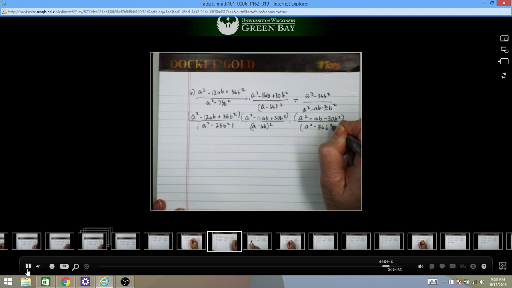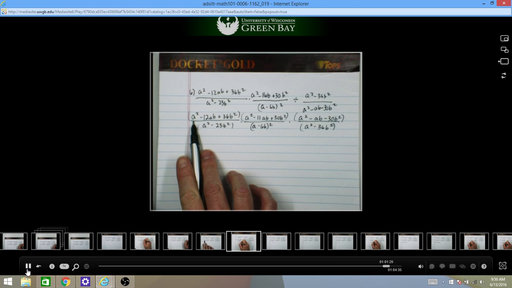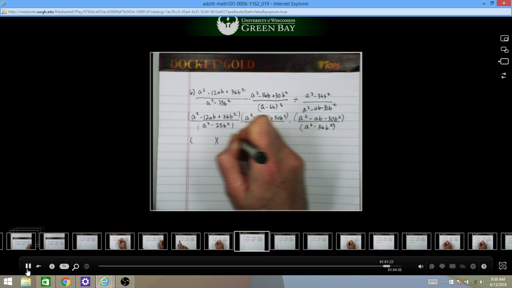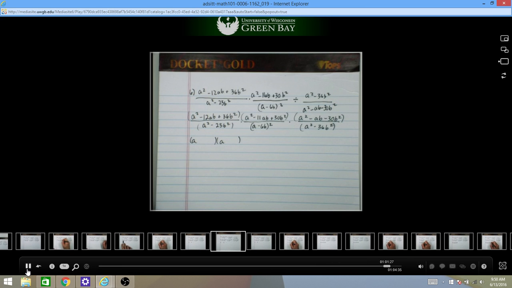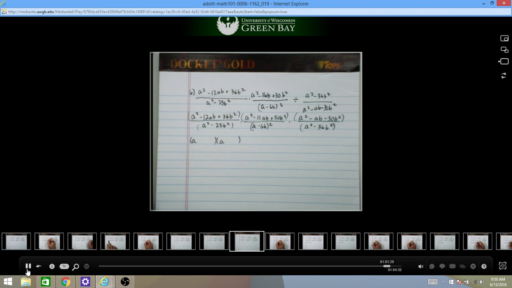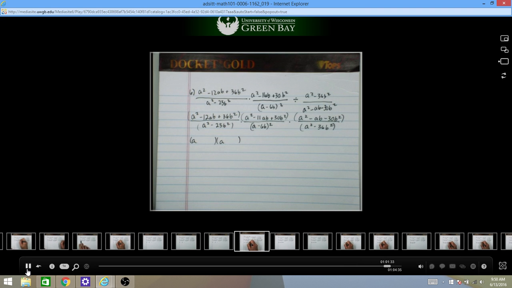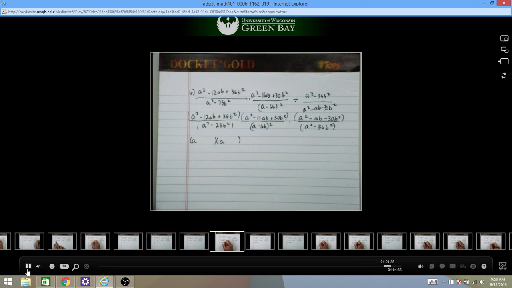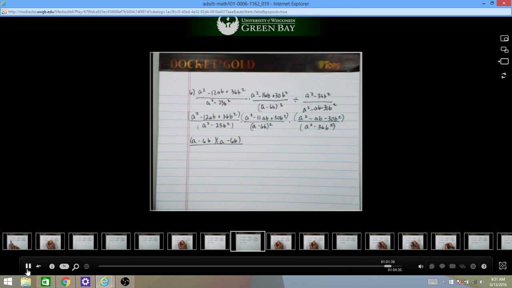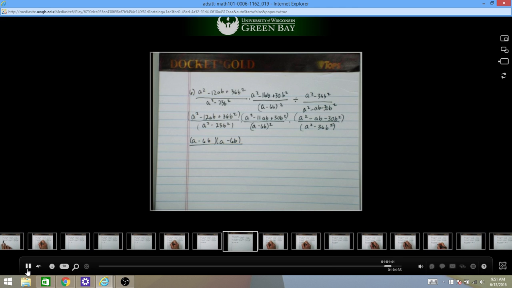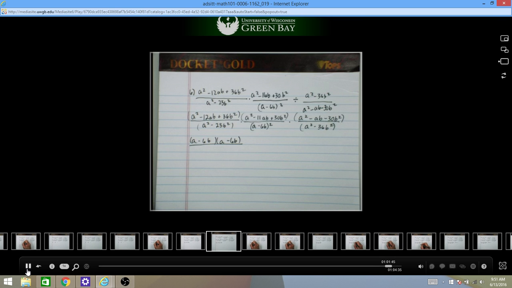This one starts with a squared, so we can factor it with a, and then you have plus 36 and minus 12. So we'll need two negatives multiplying to be positive 36. So I'm going to say negative 6b, negative 6b. The first denominator is the difference of squares, so we can factor as a plus 5b and a minus 5b.